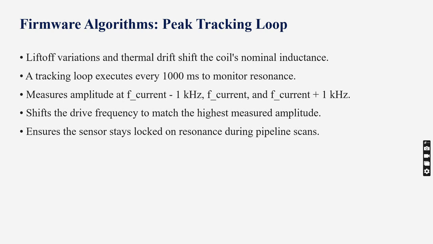To handle lift-off variations and thermal drift during inspection runs, the firmware runs a dynamic peak tracking loop every 1000 milliseconds. It measures the envelope voltage at the current frequency and at plus and minus 1 kHz. If a neighboring frequency yields a higher voltage, the drive frequency shifts to that value, ensuring the system remains locked on the resonance.